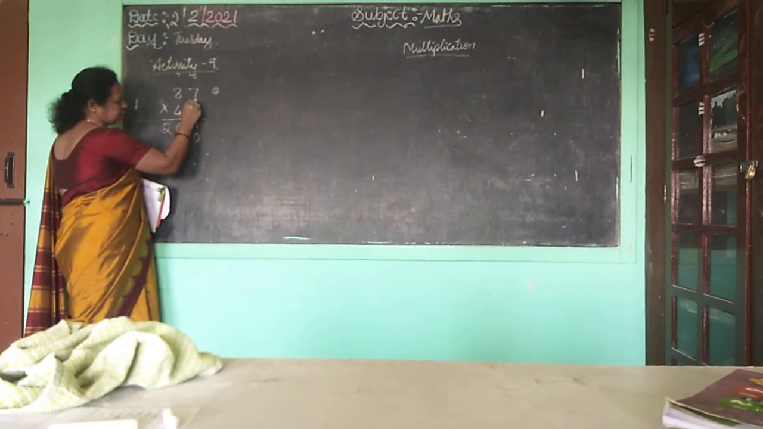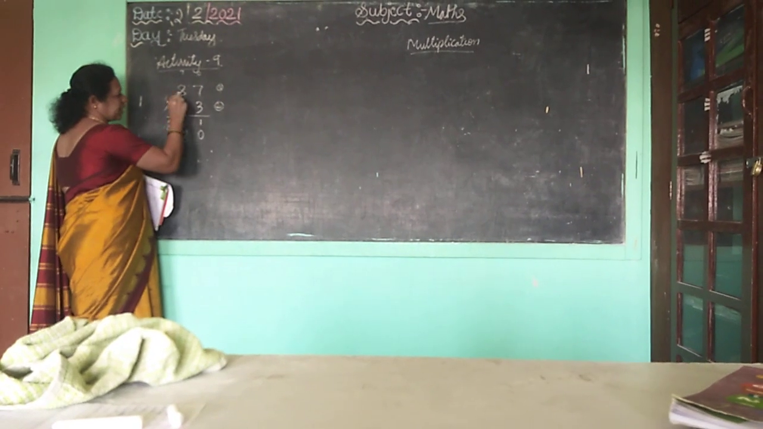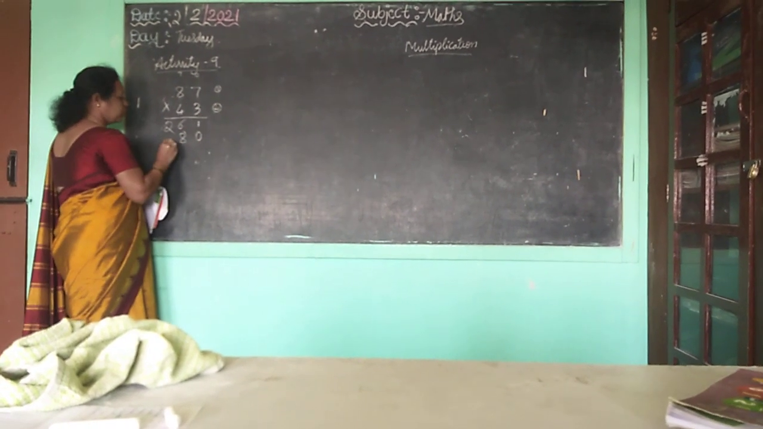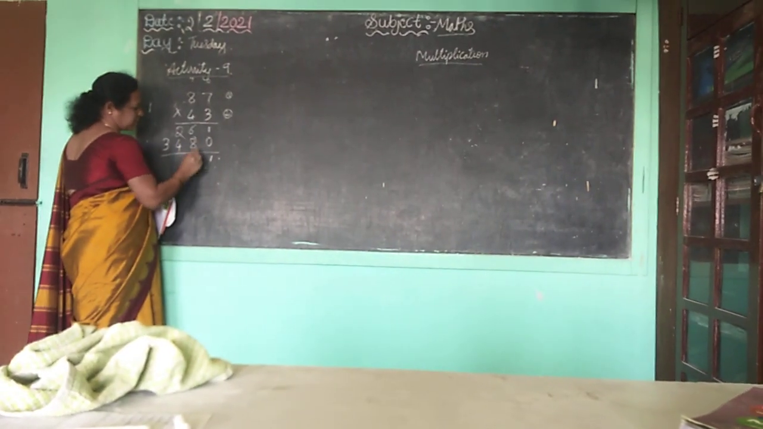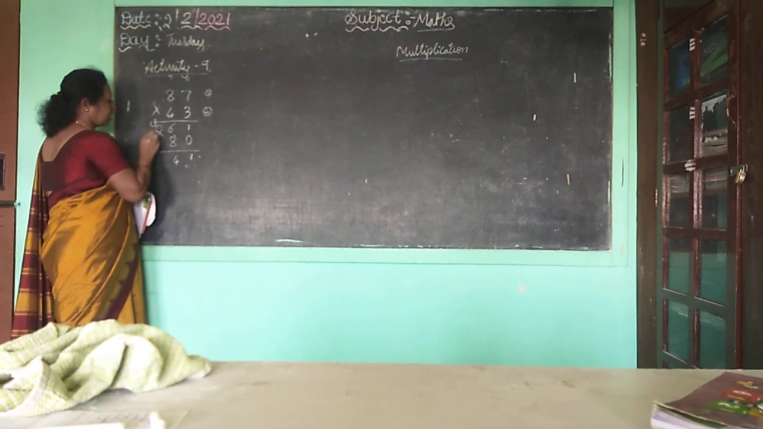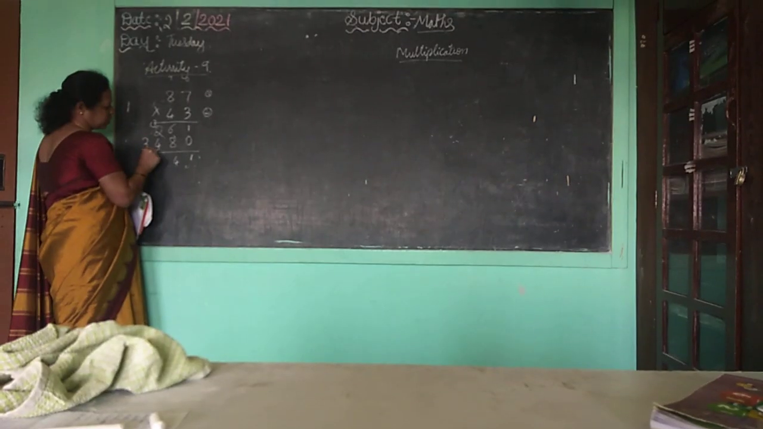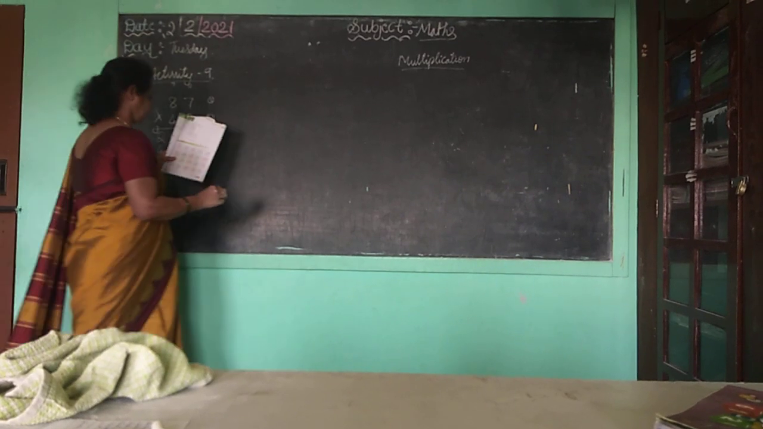That is 4 sevens are 28, 8, 2 carry. 4 eights are 32 plus 2, 34. Now 6 plus 8 is how much? 14, 4, 1 carry. 1 plus 2 is 3, 3 plus 4 is 7. Okay, children.